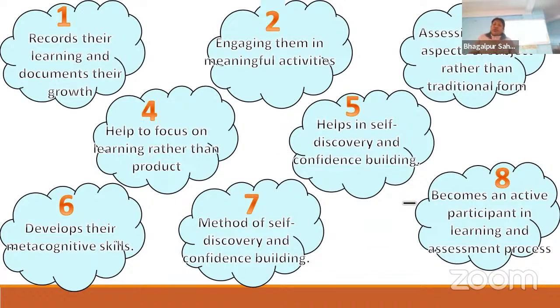So the teacher decides, according to their learning outcomes, the different activities on which they want their children to be assessed. The third point, assessing complex aspects of the subject rather than the traditional form. The traditional form is the pen and paper test. So instead of assessing only on the pen and paper test, we are assessing them by different activities. Fourth point, helps to focus on learning rather than the product. We don't focus only on the complete portfolio, what this portfolio is all about. We also focus on the learning rather than the product. Learning is by different activities.